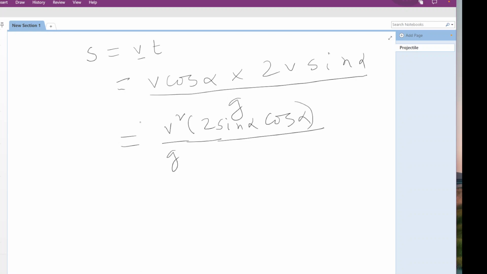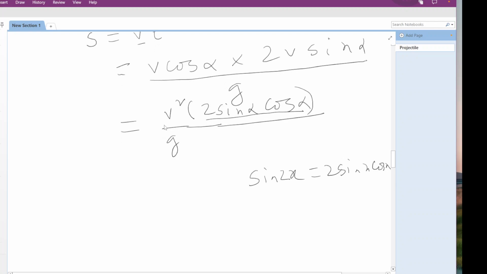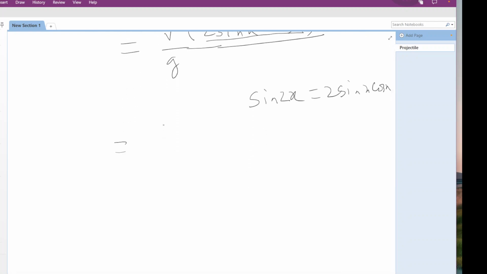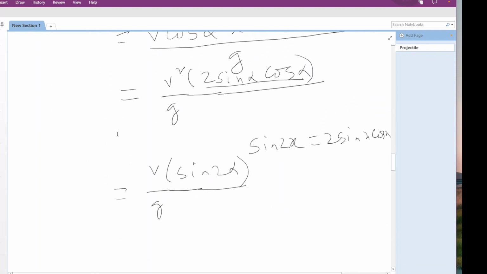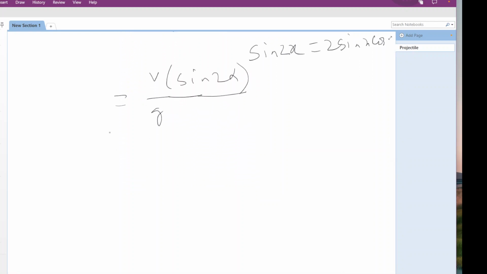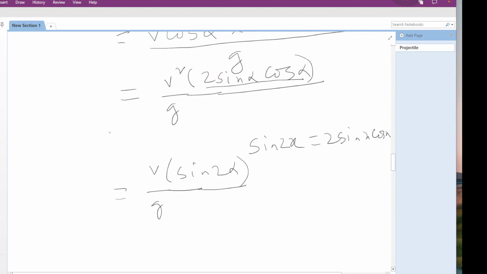There is a formula in trigonometry that sin 2x equals 2 sin x cos x. And you can replace this 2 sin alpha cos alpha by sin 2 alpha. This is the range of the stone.